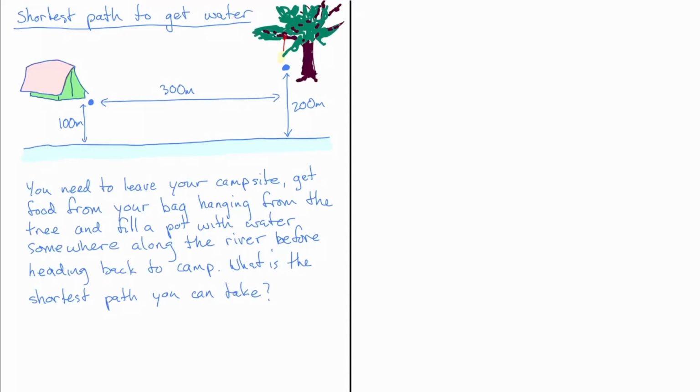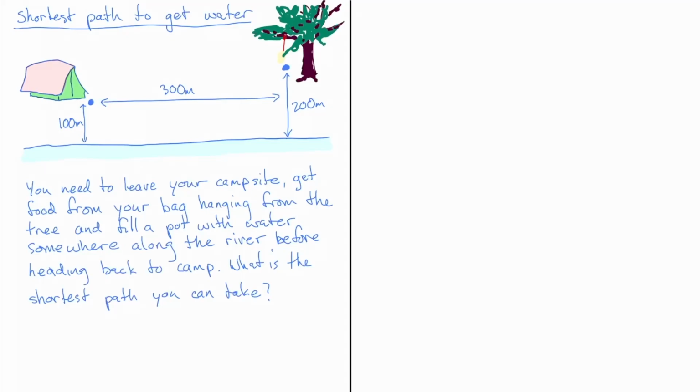So we should consider only paths, let's say, that go straight from the campsite to the river and then up to the tree and then back to the campsite. And because this part of the trip is always going to be the same, we don't really need to include it in an optimization function or an objective function. So what we're really interested in here is knowing how can we best, in other words, shortest path, make it from the campsite to the river and up to the tree.